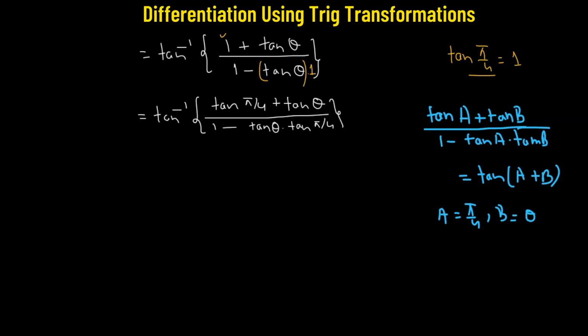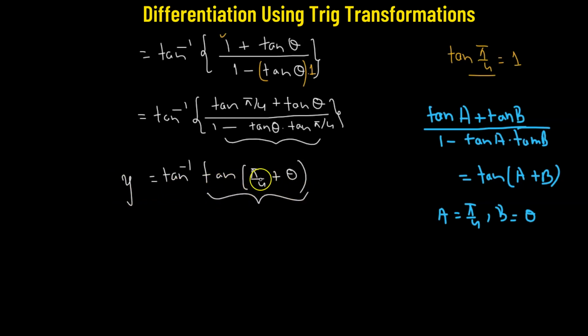So that means we can rewrite the expression within the parentheses as tangent inverse of tangent of A, which is pi over 4, plus B, which is theta. That means now we have y equals tangent inverse of tan of pi over 4 plus theta. So we have successfully converted our expression into a tangent function. Now we have y equals pi over 4 plus theta.